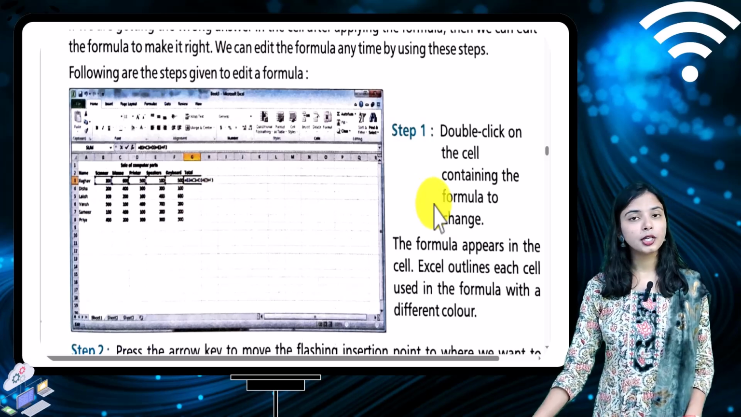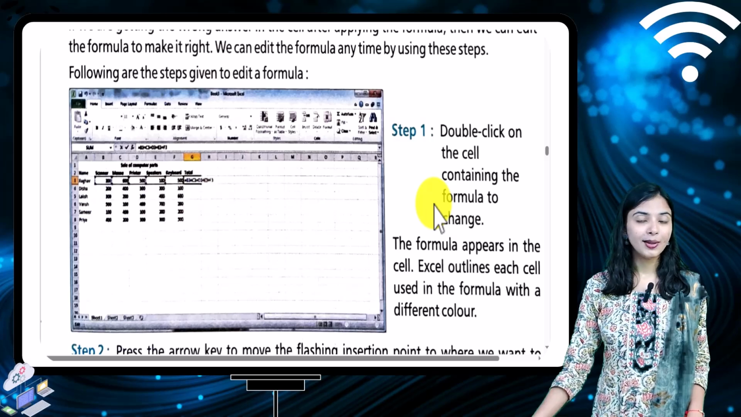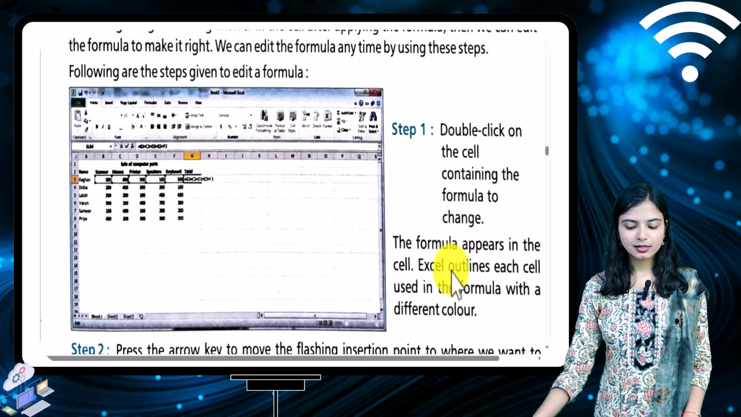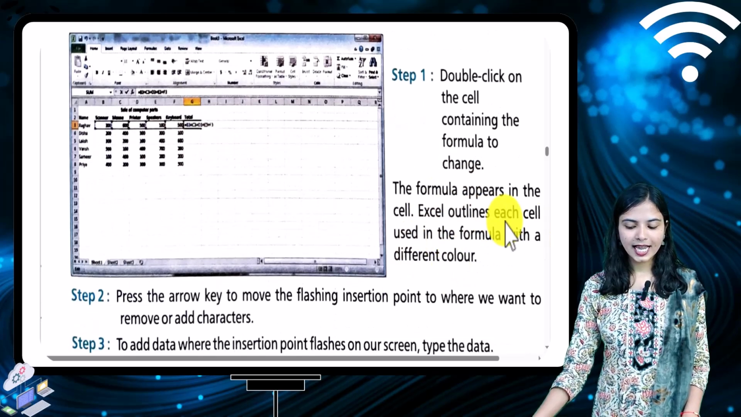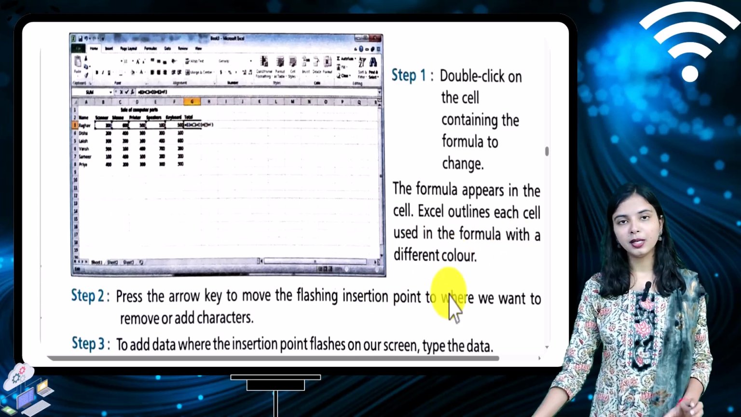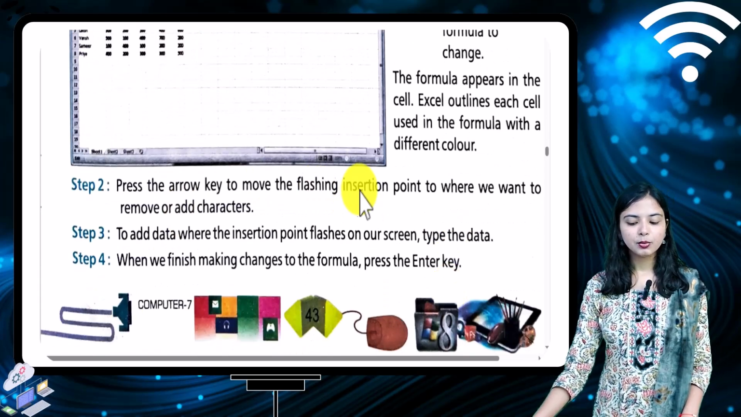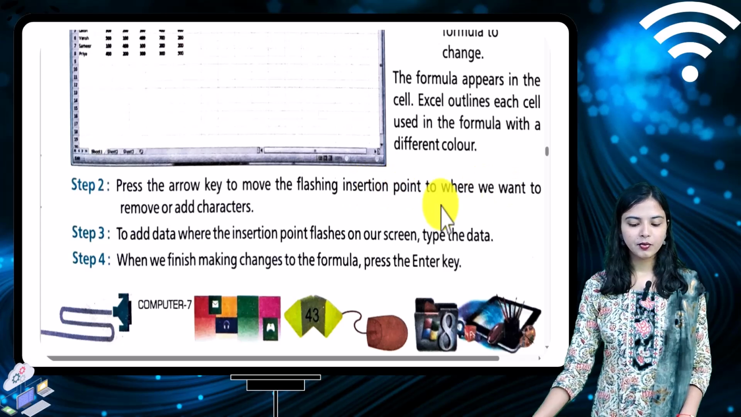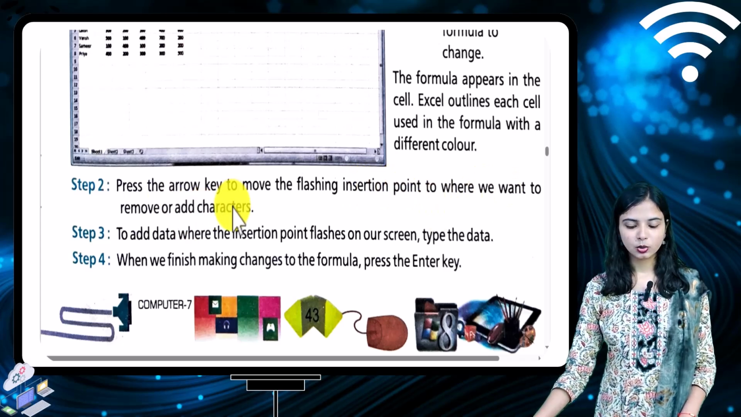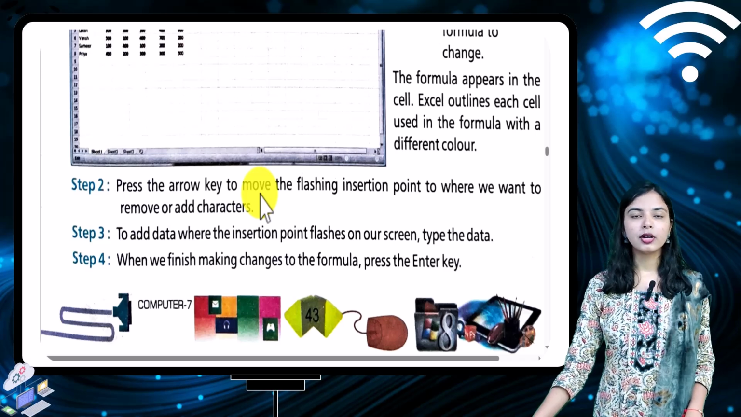Okay, students, how can you do that? First of all, you have to double click. The formula appears in the cell. Excel outlines each cell used in the formula with a different color. भी सेल में आपका फॉर्मूला लिखा होगा वह उस कॉलम को एक्सेल डिफरेंट कलर से हाईलाइट करता है. Press the arrow key to move the flashing insertion point where we want to remove or add characters. So you can remove or add characters.